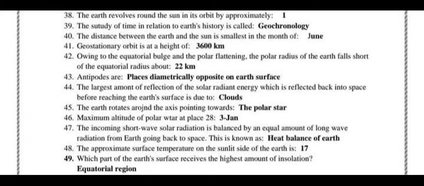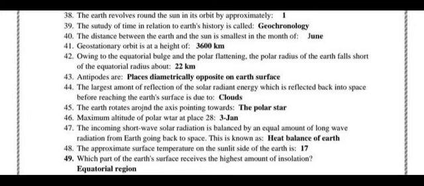Owing to the equatorial bulge and the polar flattening, the polar radius of the Earth falls short of the equatorial radius by about 22 km. Antipodes are places diametrically opposite on Earth's surface. This term is used most. The largest amount of solar radiant energy reflected back into space before reaching the Earth's surface is due to clouds. Next, the Earth rotates around the axis pointing towards the polar star.